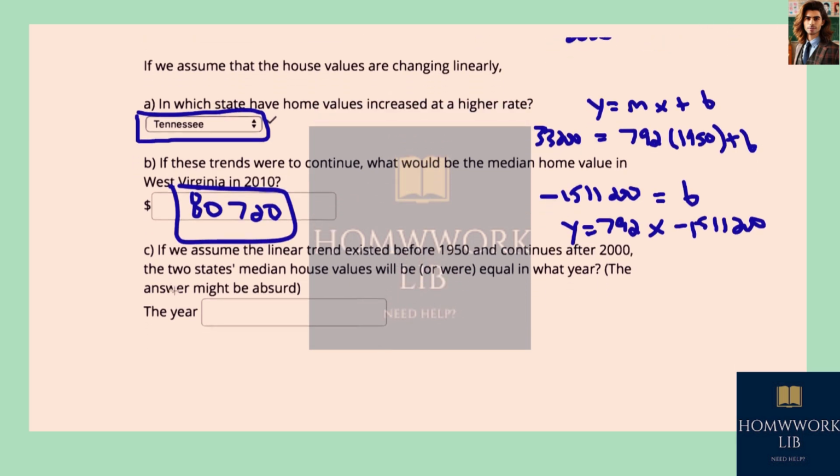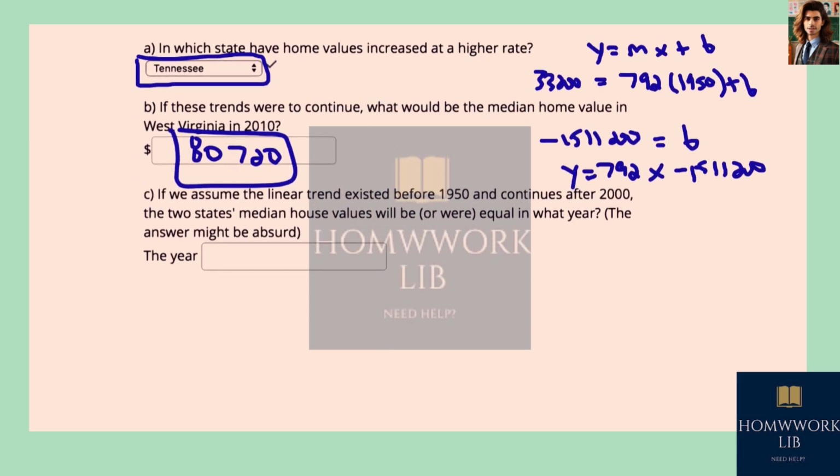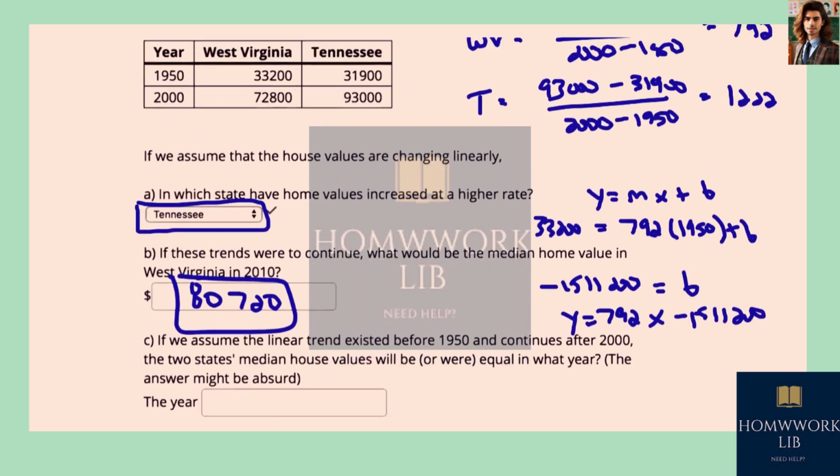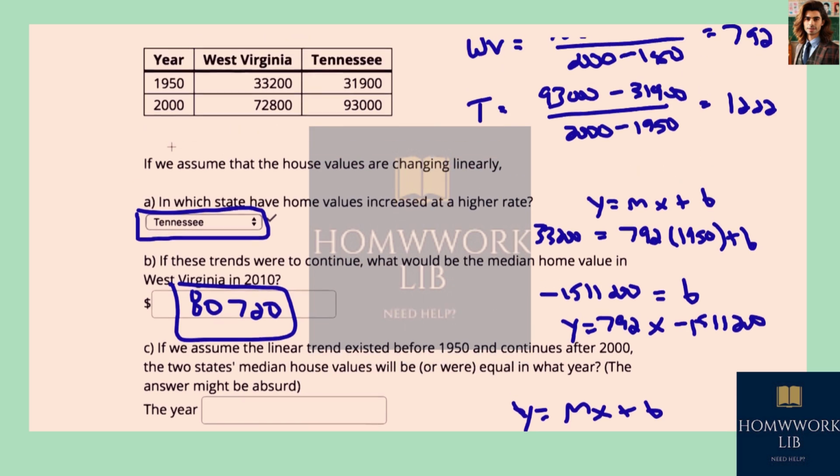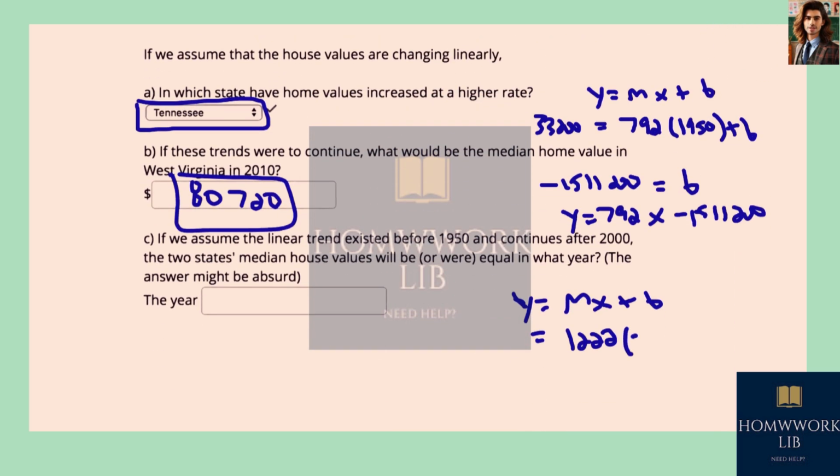If we assume the linear trend existed before 1950 and continued after 2000, when were the median values equal? Well, we need to find Tennessee's formula now. And so that would be a slope of 1222, and we'll use their first coordinates, 1950 for x, and we get 31,900 for y.